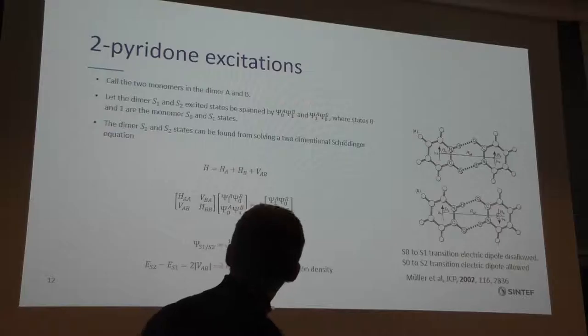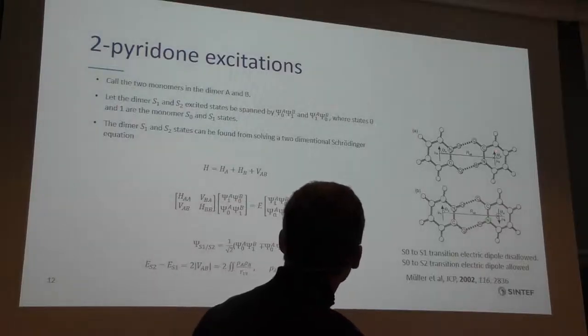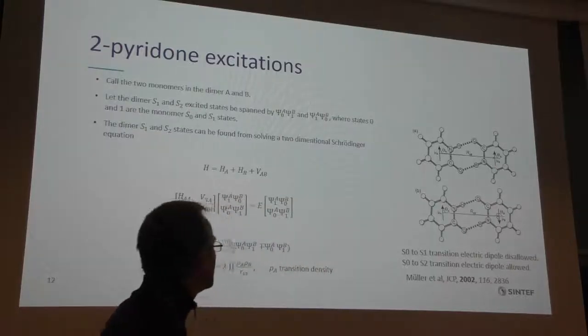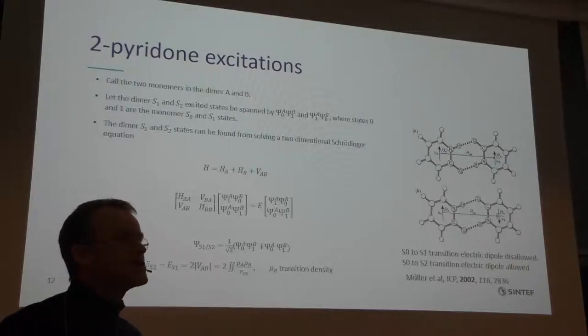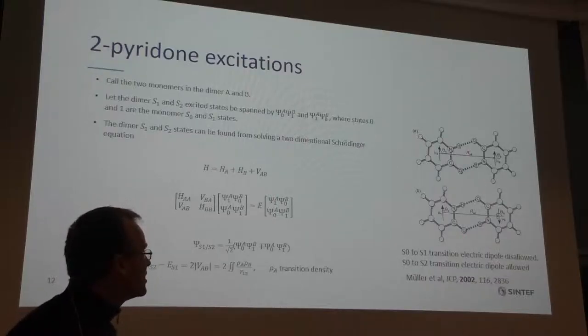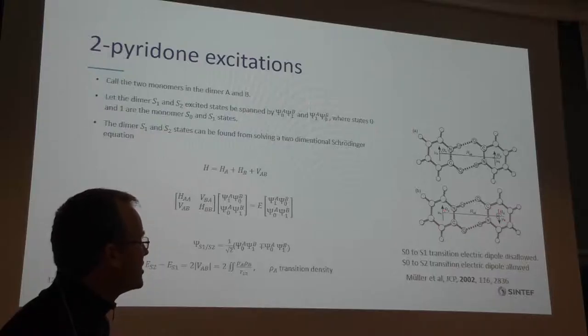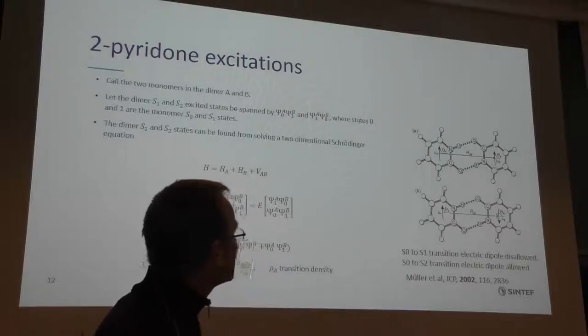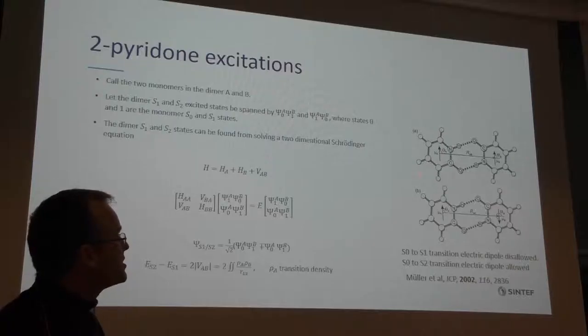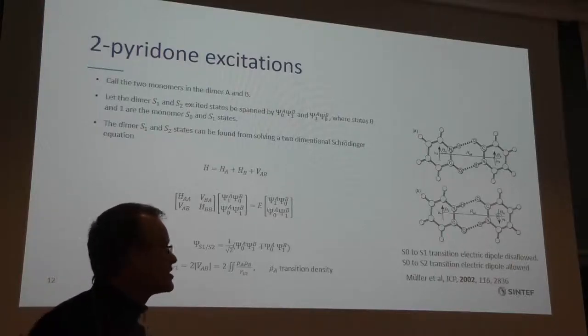So basically, the two-pyridone dimer has this structure. If you view the lowest two singlet excitations as being linear combinations of the case where A is excited and B is unexcited, and A is unexcited and B is excited, then you get two states. One has anti-parallel transition dipole moments, and the other is parallel, meaning that this one is going to absorb and emit radiation very actively, whereas this one is going to be practically dark, the transition from the ground state up to this state.